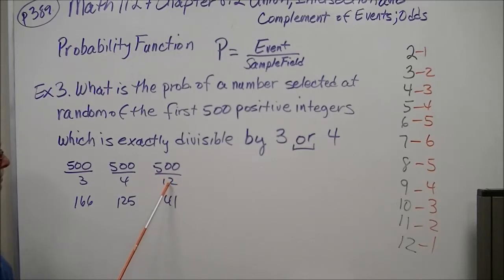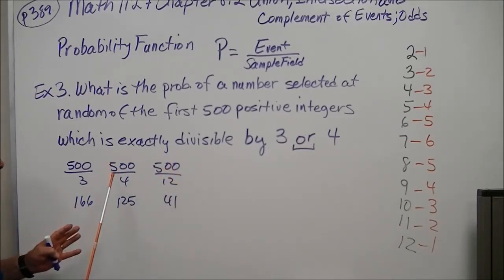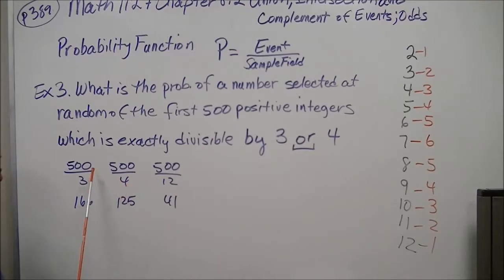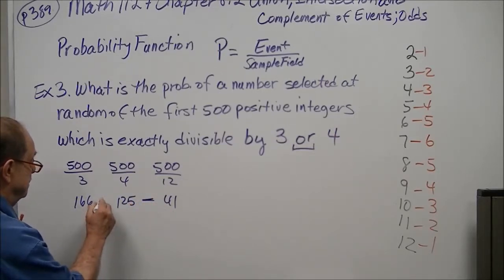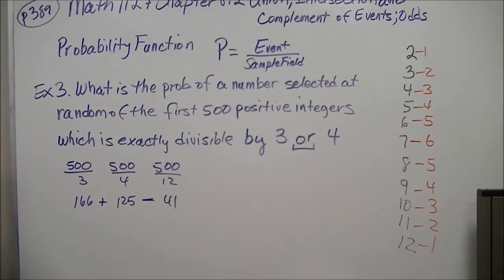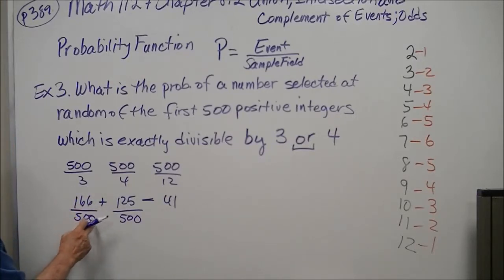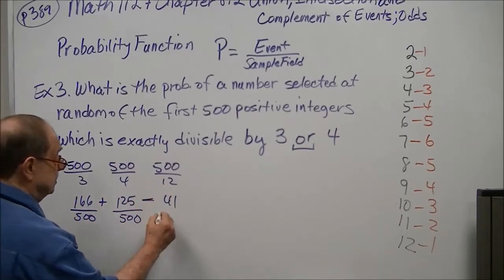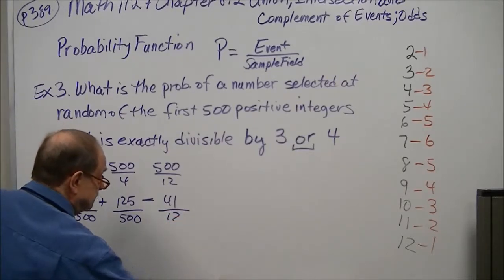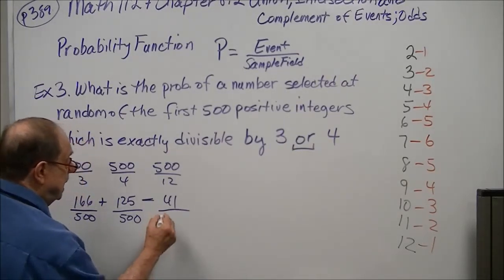So these are numbers that are going to be the intersect of these. That is, they're going to be found in this set and in this set. So in order to get a fair set, you have to subtract this number from the sum of these. And actually they're in a fraction form, because this is going to be 166 out of 500, 125 out of 500. These will be multiples of 3, multiples of 4, and these will be multiples of 12. And that'll be 500.